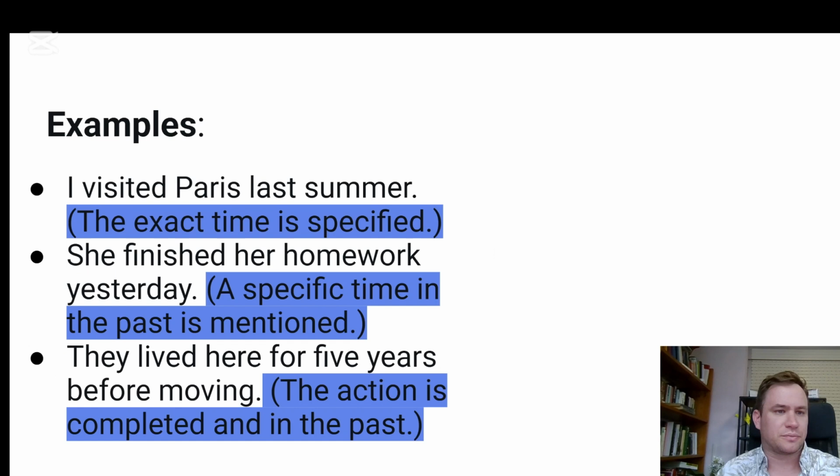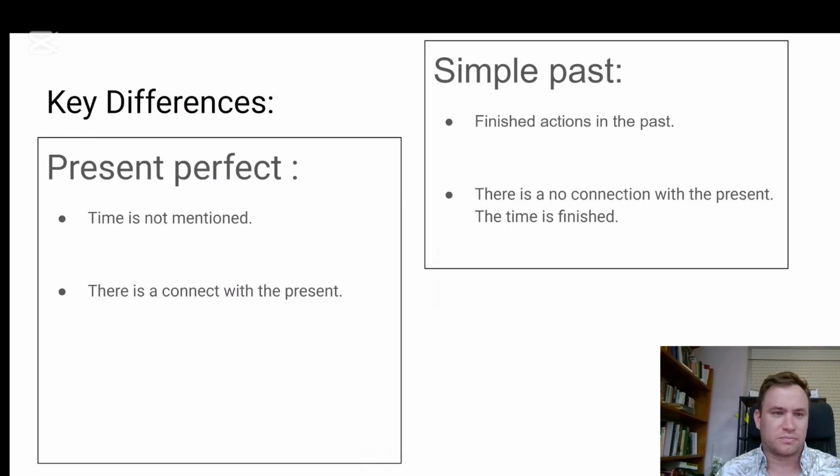Examples. So I visited Paris last summer. Last summer, the time period is finished. It's not connected to the present. She finished her homework yesterday. Again, that's a finished time period. She lived here for 5 years before moving. So again, there's a break with the present. It's now in the past. This is a simple past form.